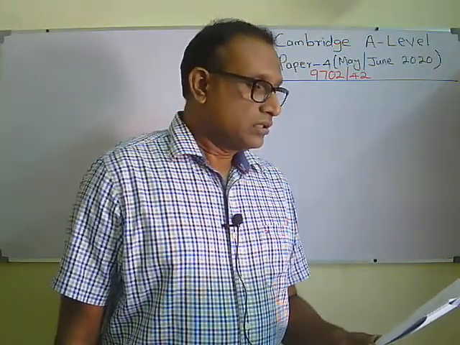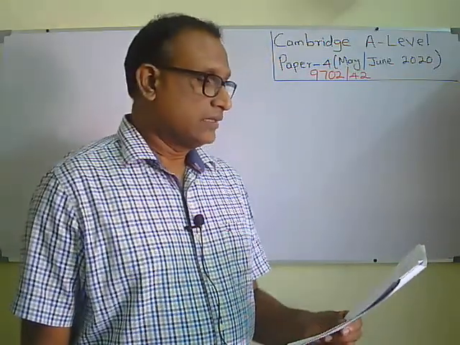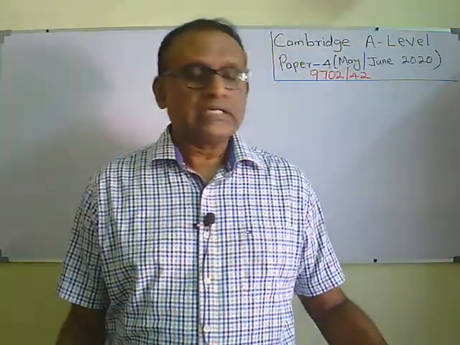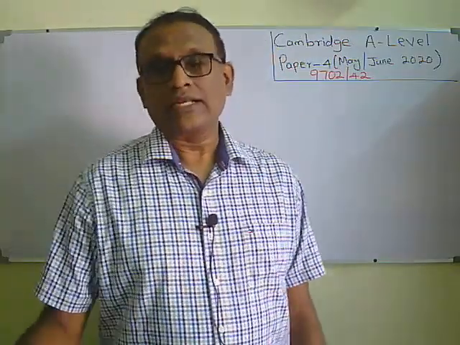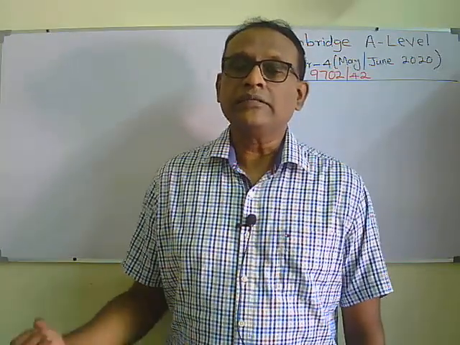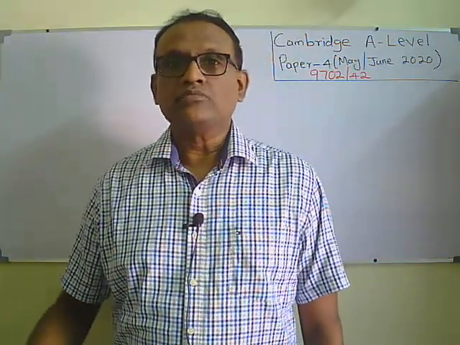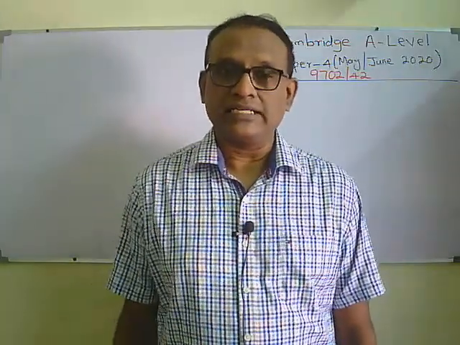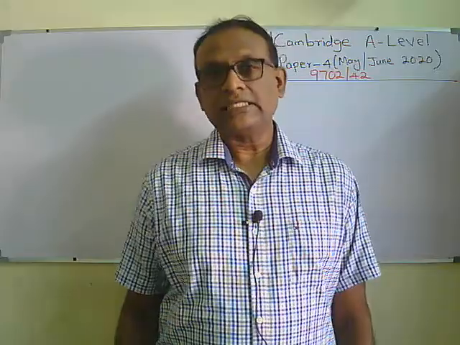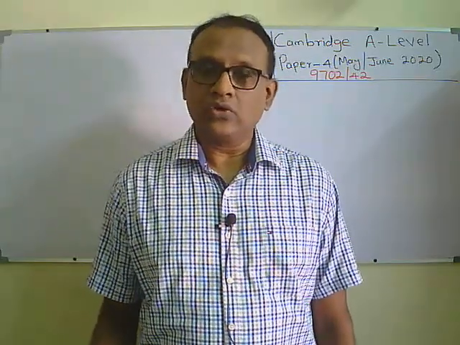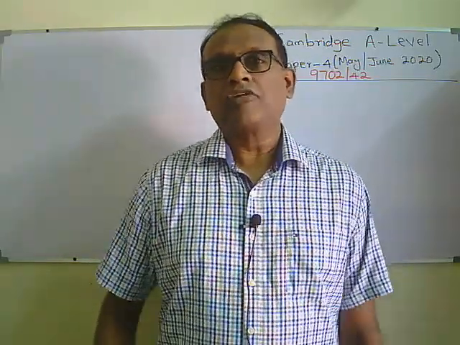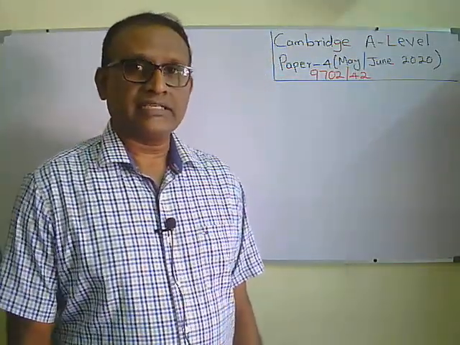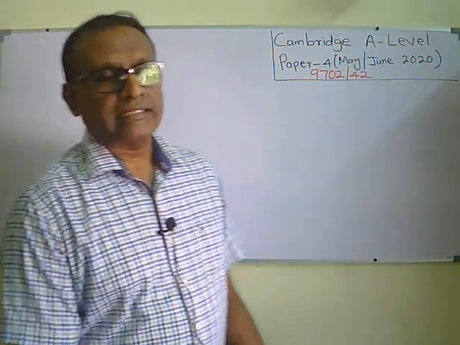Right. So the first question: define gravitational potential at a point. We know that the work done per unit mass, 1 kilogram mass, when it is moved from infinite distance to a point is defined as the gravitational potential at that point. Work done in moving 1 kilogram mass or unit mass from infinite distance to a point is defined as the gravitational potential at that point.